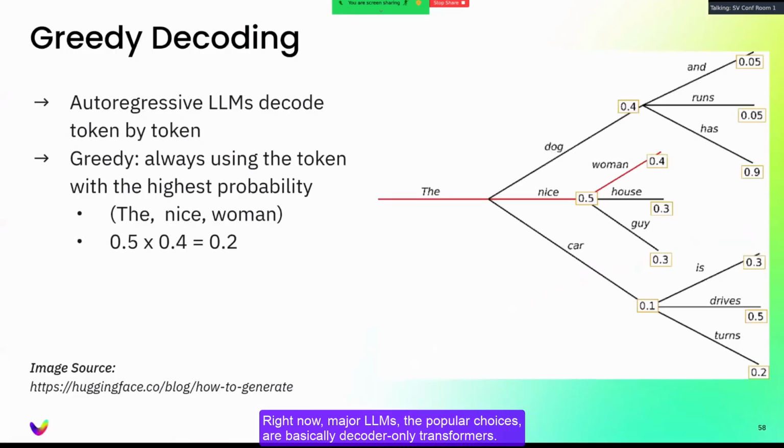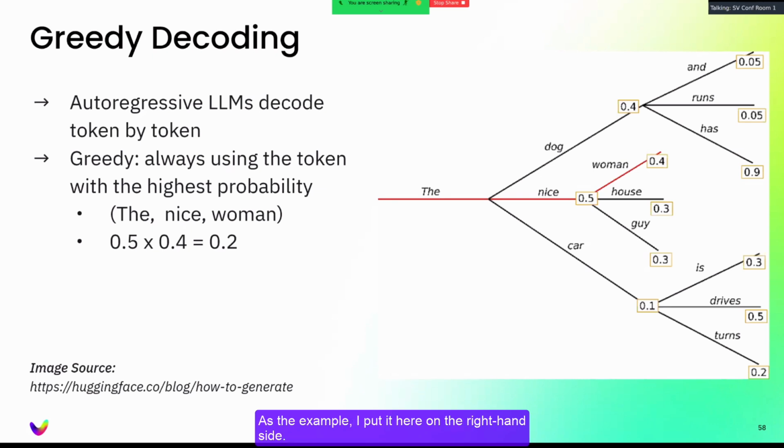Right now, the major LLMs that are popular choices are basically decoder-only transformers. So when an LLM is doing generation, it has to generate token by token, one by one. And the greedy decoding strategy is one of the popular choices for LLMs. You might have heard of it. What it does is, when you want to choose the next token, you always choose the one token that has the highest probability.